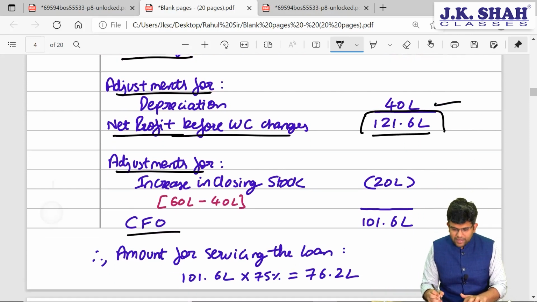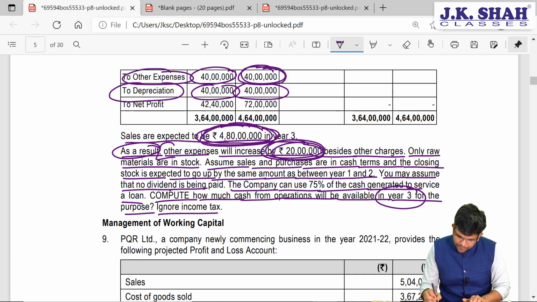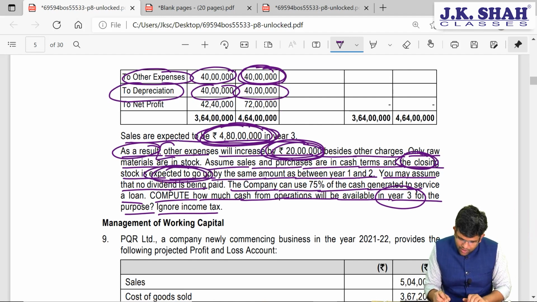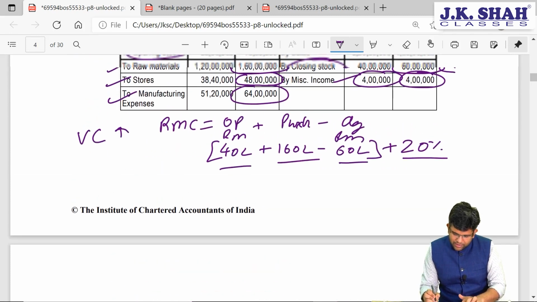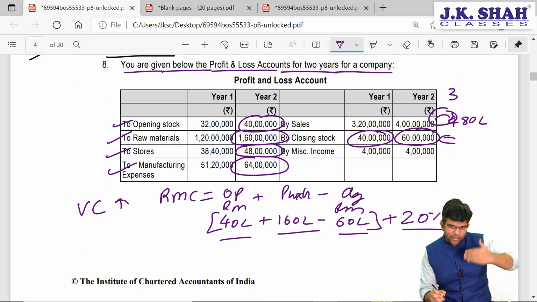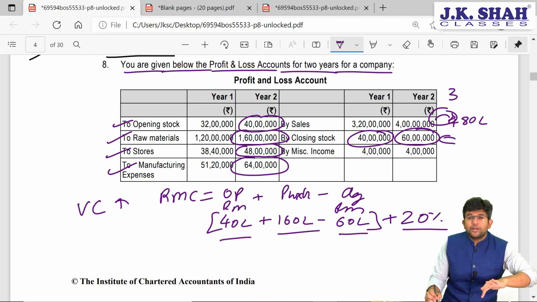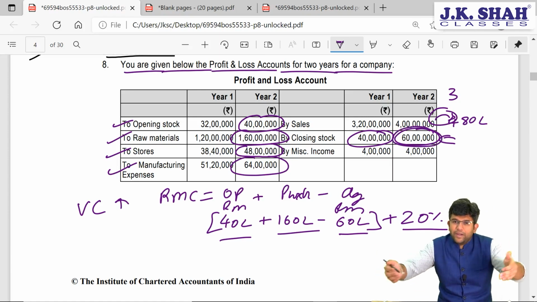Then moving on to working capital changes, children, there are no receivables here, no payables here, stock is there. Now what about stock? They are saying that the closing stock of year 3 is expected to go up by the same amount as between years 1 and 2. So children, if you can see, between years 1 and 2 the closing stock has gone up by 20 lakhs, right? From 40 lakhs it went up to 60 lakhs. They are saying this 20 lakh jump will remain constant between year 2 and year 3 also, and therefore from 60 lakh it will jump by 20 lakh.